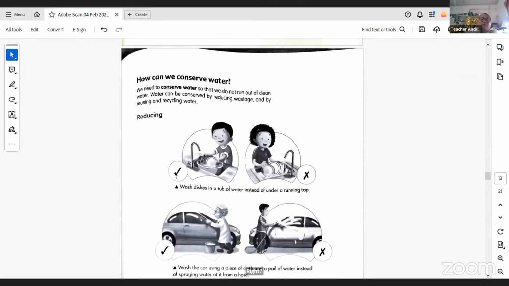So, how can we conserve water? We need to conserve water because out of the limited supply, only 0.3% of water we are able to drink. We have to conserve water so that we don't run out of clean water. We can do the following 3 steps: reduce, reuse, recycle, the 3 R's.